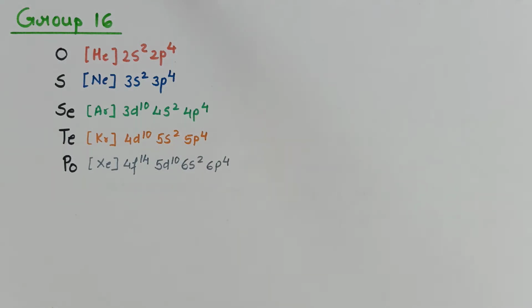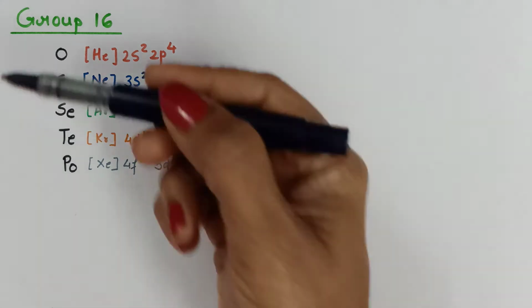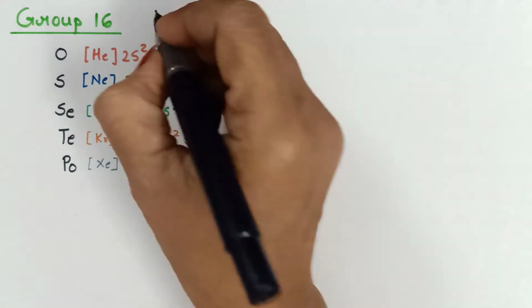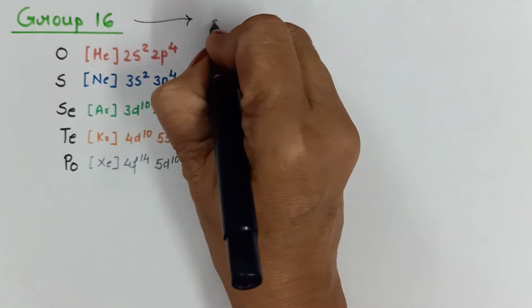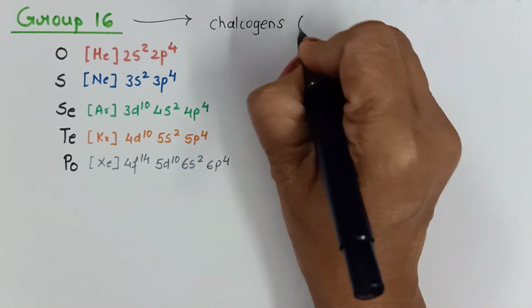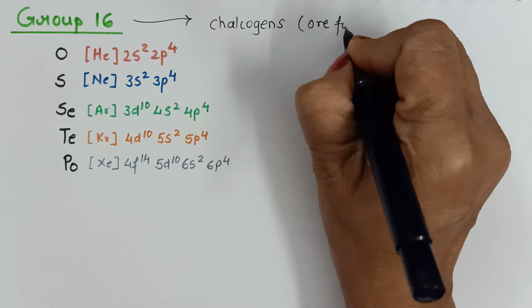Hello students, today we are going to discuss group 16 of P block. Group 16 contains the elements oxygen, sulfur, selenium, tellurium and polonium. Group 16 is commonly called chalcogens. The meaning of chalcogens is ore forming substances.